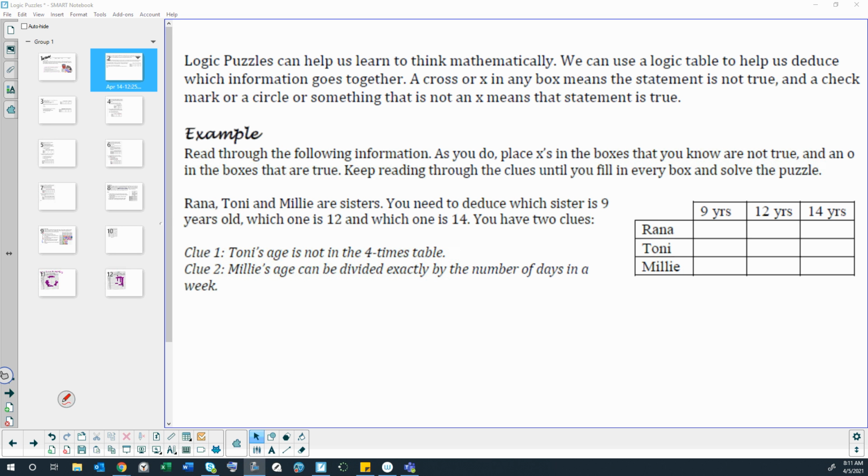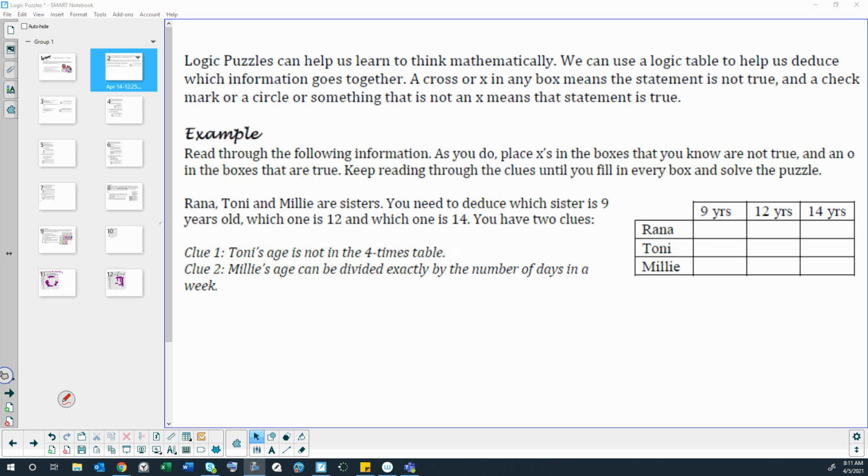Okay, we're going to do this first example on worksheet 1 together. Read through the following information. As you do, place X's in the boxes that you know are not true and an O in the boxes that are true. Keep reading through the clues until you fill in every box and solve the puzzle.